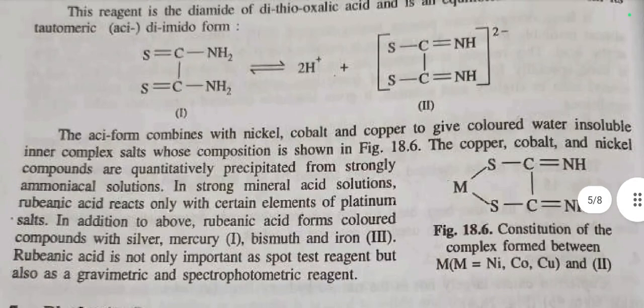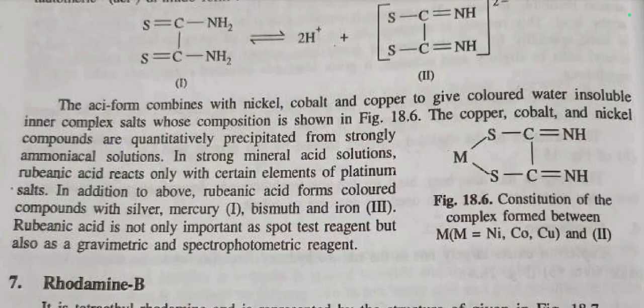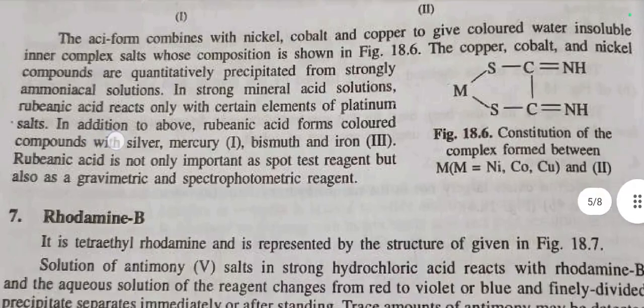The thiol form combines with nickel, cobalt and copper to give colored water-insoluble inner complex salts whose composition is shown in figure 18.6. The copper, cobalt and nickel compounds are quantitatively precipitated from strongly ammoniacal solution. In strong mineral acid solution, rubeanic acid reacts only with certain elements of the platinum group. In addition to the above, rubeanic acid forms colored compounds with silver, mercury, bismuth and iron. Rubeanic acid is not only important as a spot test reagent but also as a gravimetric and spectrophotometric reagent.